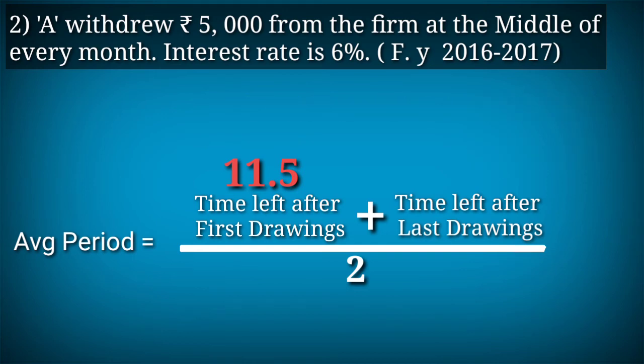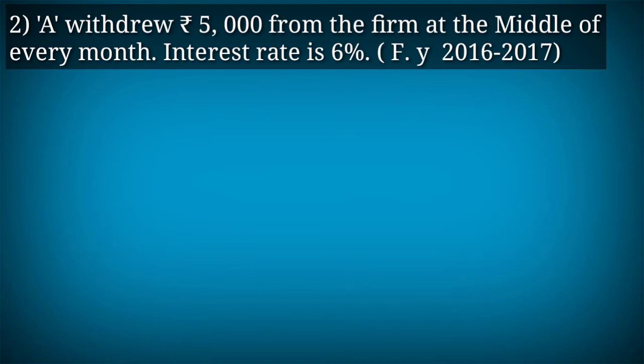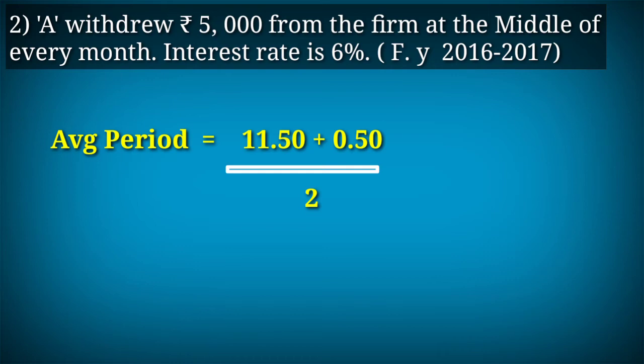And the time left after the last drawings. The last drawings is made on 15th March 2017. So 15th March 2017 to 31st March 2017, only 15 days. 15 days in the sense 0.5 months. So here we can calculate average period equal to 11.5 plus 0.5 divided by 2, equal to 12 divided by 2, 6. So 6 is the average period.